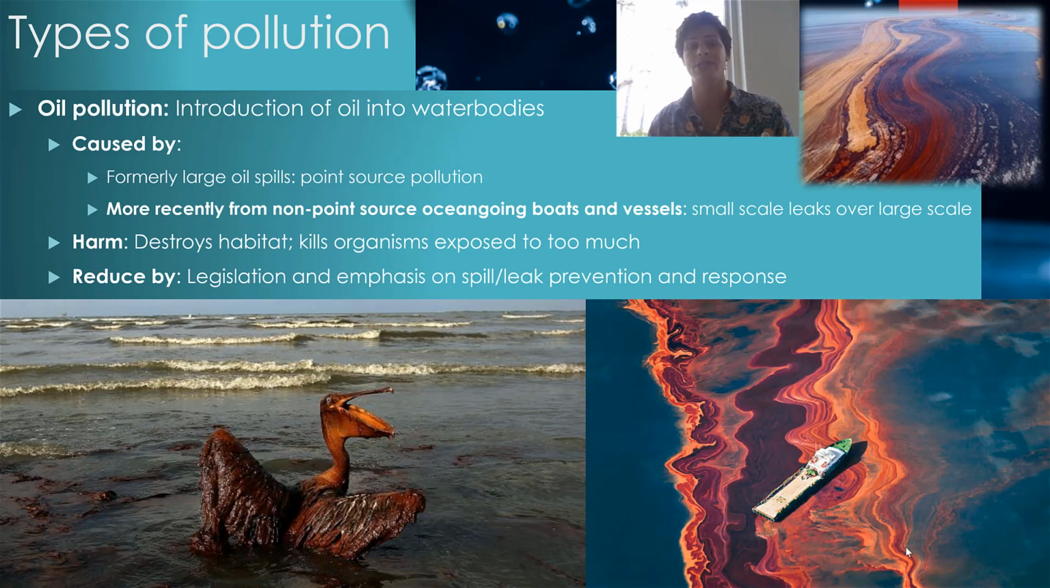And we can reduce this nowadays by legislation and emphasis on spill and leak prevention and response. So improving the capacity to detect leaks in boats, and improving the efficiency of oil usage in boats and ocean-going vessels are now going to be the primary method for controlling oil pollution in our oceans these days, simply because the oil pollution from big tankers and oil spills are few and far between these days, because we've gotten so good at regulating those scenarios.